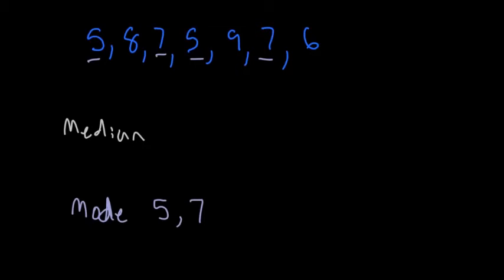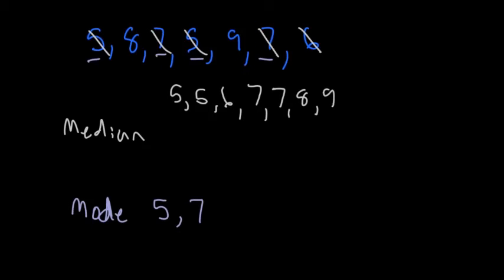And then for the median, you need to put those numbers in order from least to greatest. So I got 5, and then another 5. Then a 6, two 7s, an 8, and a 9. Alright, so find the middle number, start crossing off. And my middle number is 7. So my median there is 7. So that's how you find median and mode.